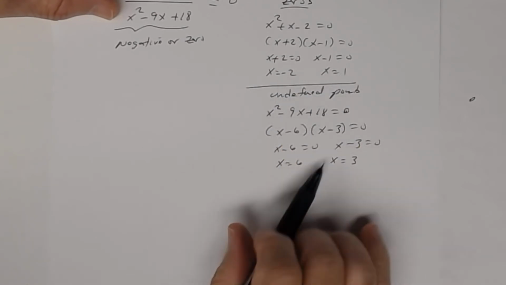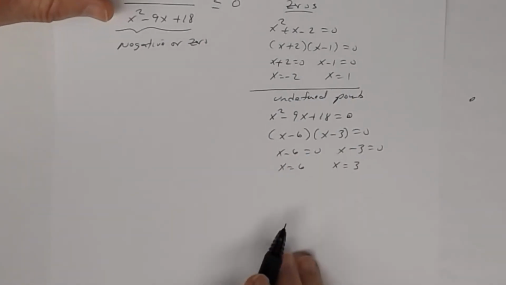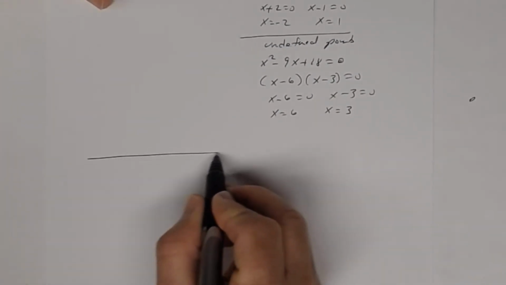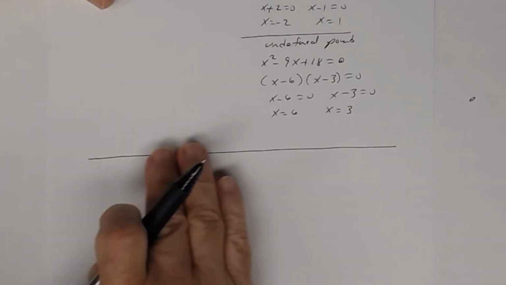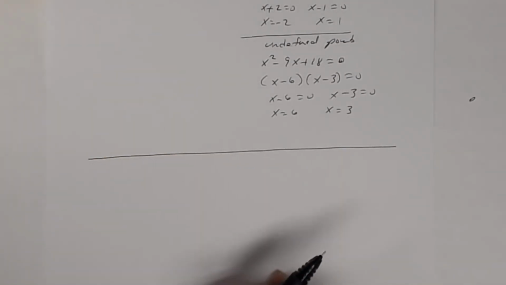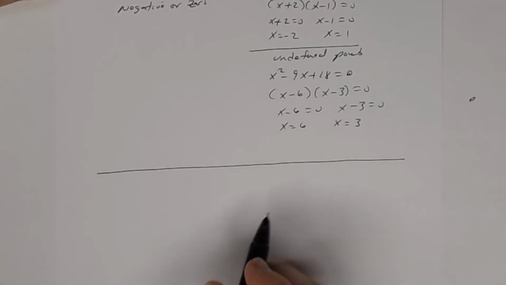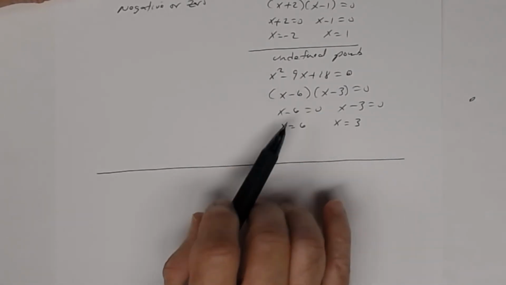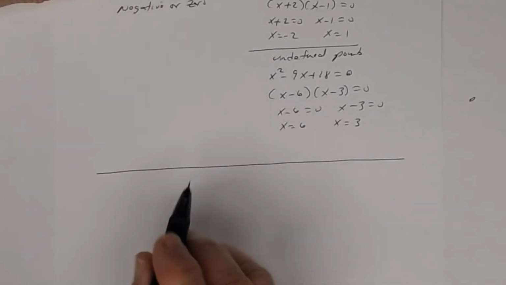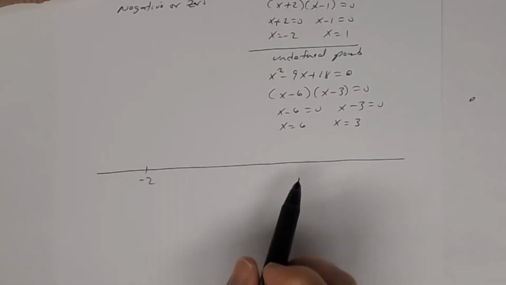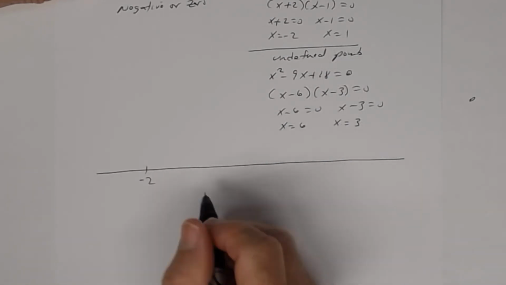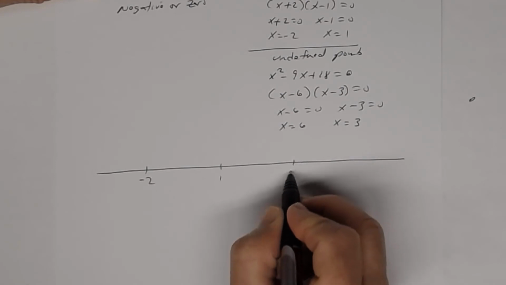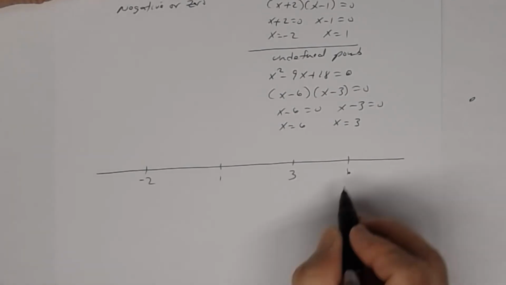And those, with the other numbers, give you 4 numbers this time that you're going to put on the number line. So it's a little bit more work because you have one more test point to deal with. Make sure you put them in order on the number line. Negative 2 is the only negative number, so that's going to go here. And then we're going to put 1, 3, and 6.